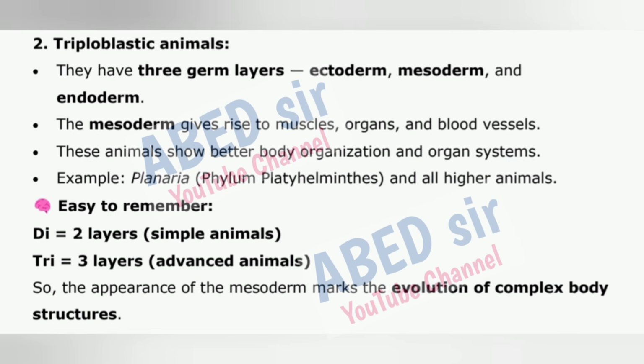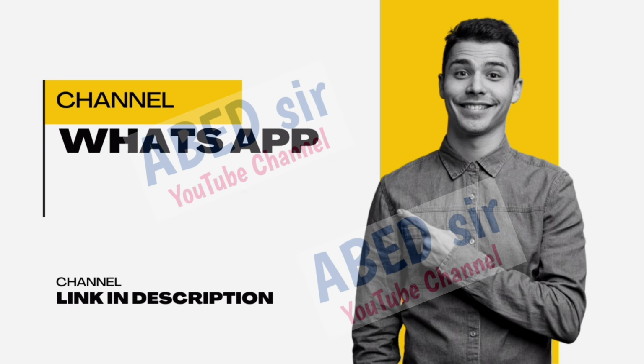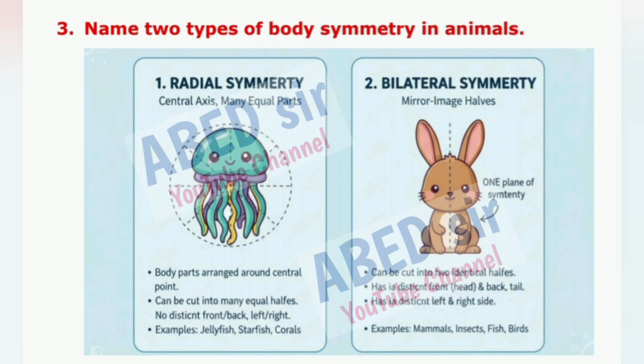Easy to remember: Di equals 2 layers, simple animals. Tri equals 3 layers, advanced animals. So, the appearance of the mesoderm marks the evolution of complex body structures. Next important short question is 3: name 2 types of body symmetry in animals.